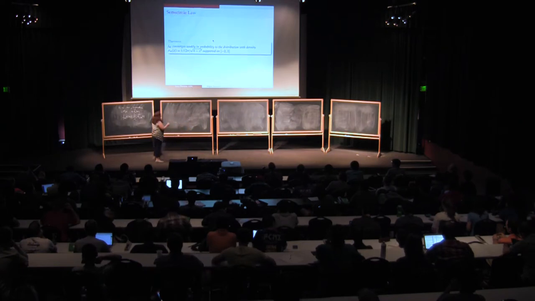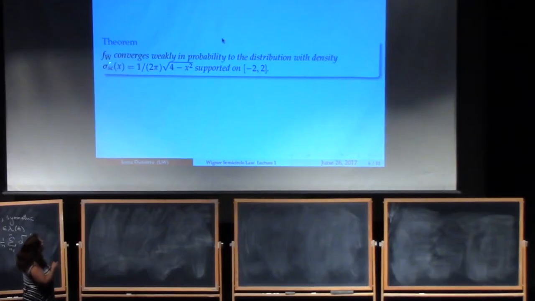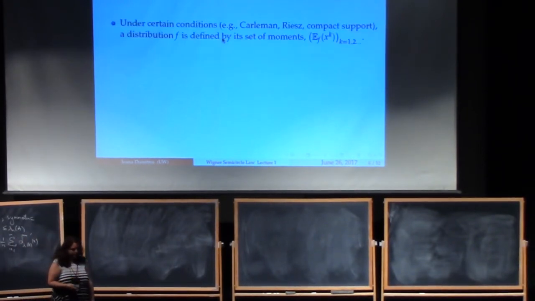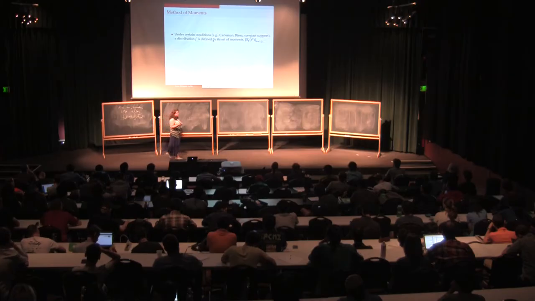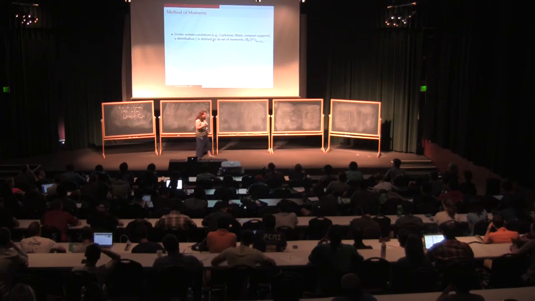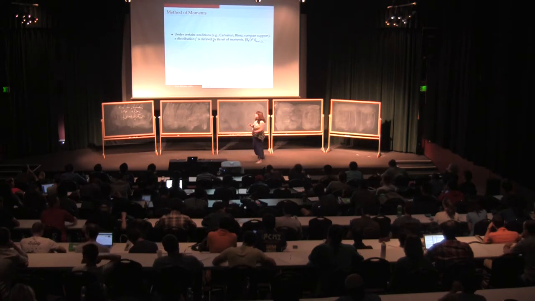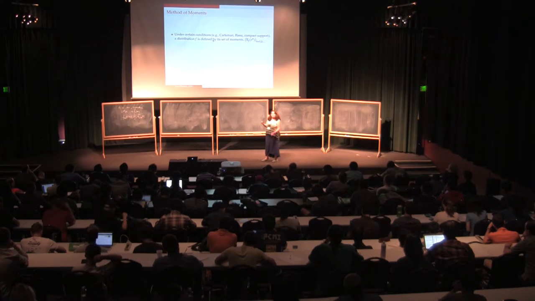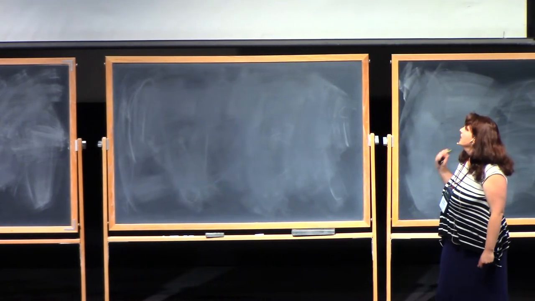Okay. So this here is the formalization of what I was saying. We look at the ESD of W bar, and we say that W bar converges weakly in probability to the distribution with density given by the semicircle. That's what we're going to be proving. And the way we're going to be proving this, we're going to look at the method of moments. The method of moments is something usually used in probability when you have to deal with countable structures, and we'll see in a moment why matrices qualify.